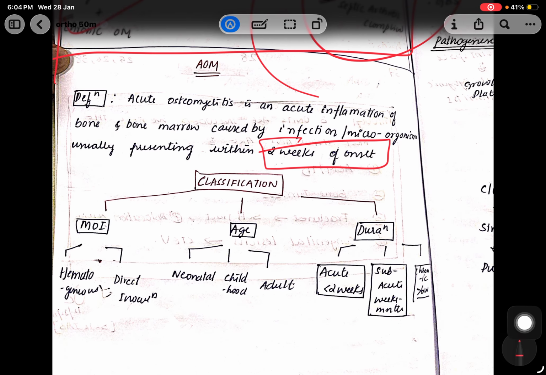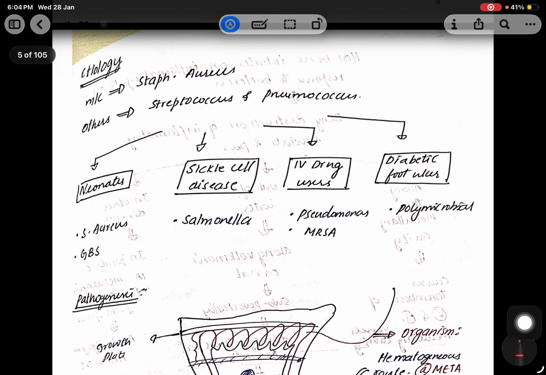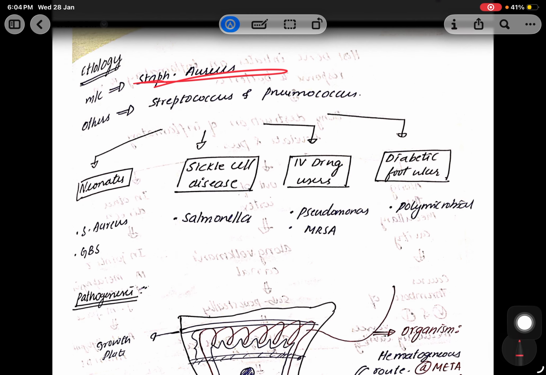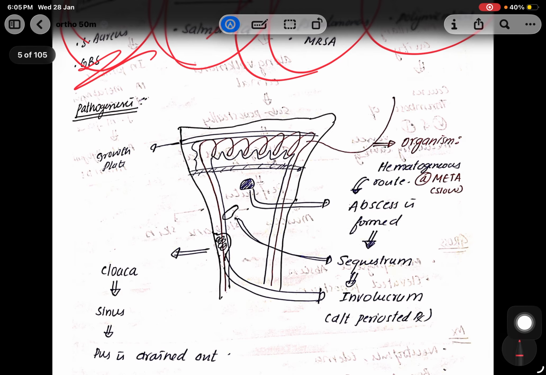Then this is the classification. You can write all the classification because you are writing for 10 marker. Then etiology, most important thing is Staph aureus, you cannot miss. And because it's a 10 marker, make sure you also mention sickle cell disease, IV drug users, and diabetic foot also, and also neonates. Okay, pathogenesis, make sure you draw the diagram, and also make sure you highlight the growth plate, and also where the abscess is being formed. At the metaphyseal end you have to make sure the blood vessels are like that.